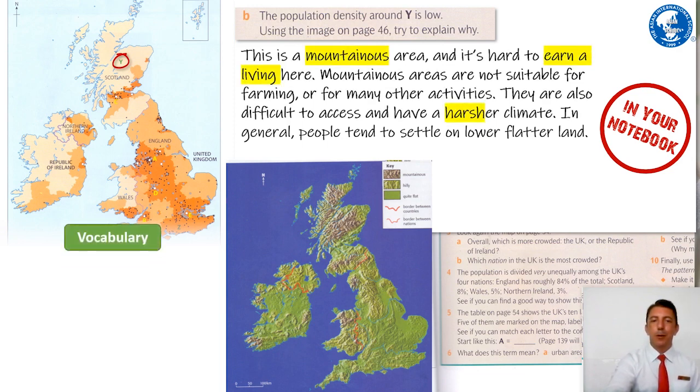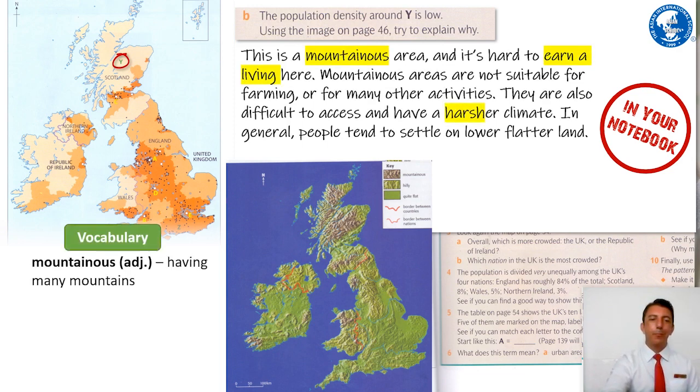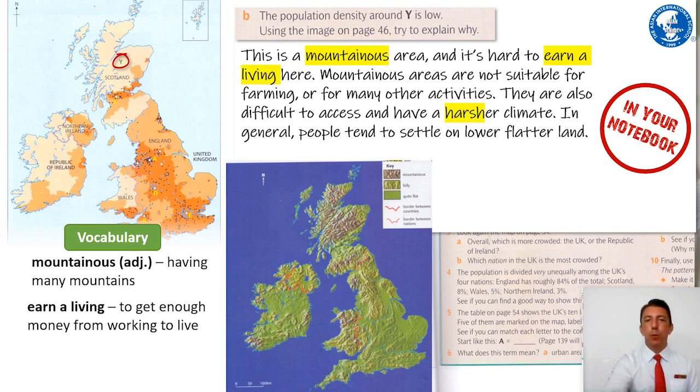Let's check some vocabulary in this paragraph. Mountainous is an adjective that means an area that has many mountains. To earn a living means to make enough money from working to live. And harsh is an adjective that means uncomfortable or unpleasant. So up in the mountains, they have a harsh climate. It's very cold, windy, possibly snowy in winter.